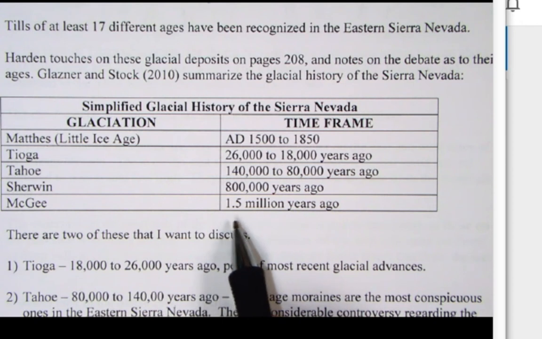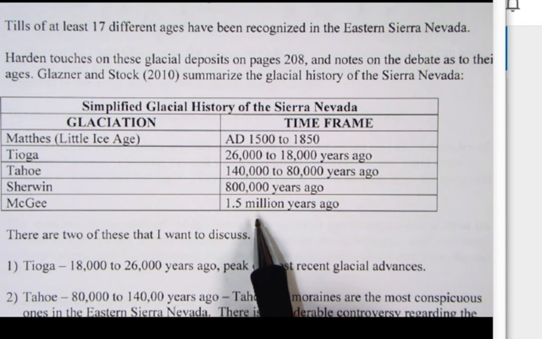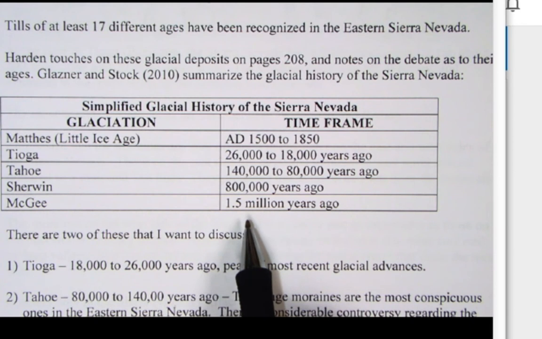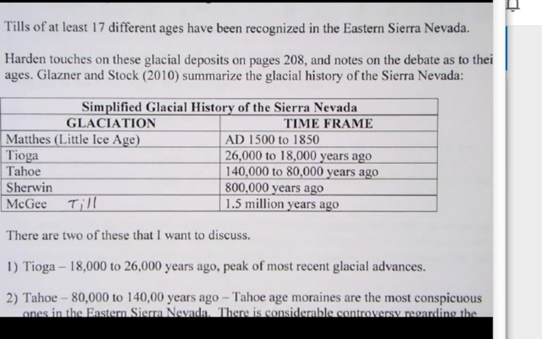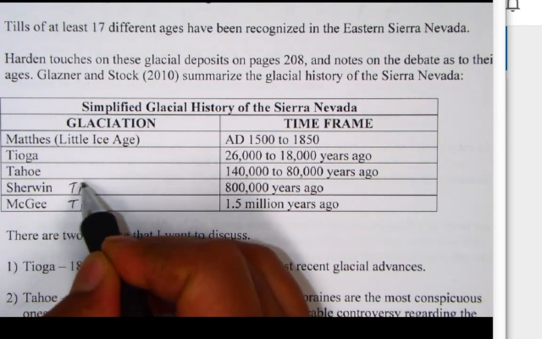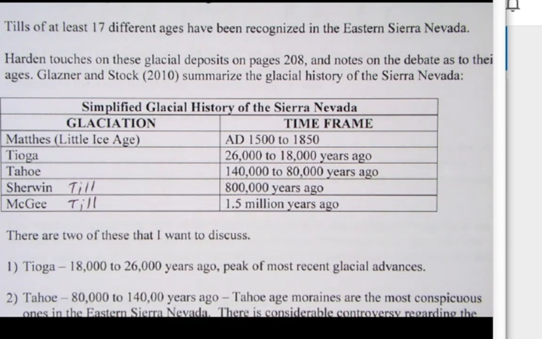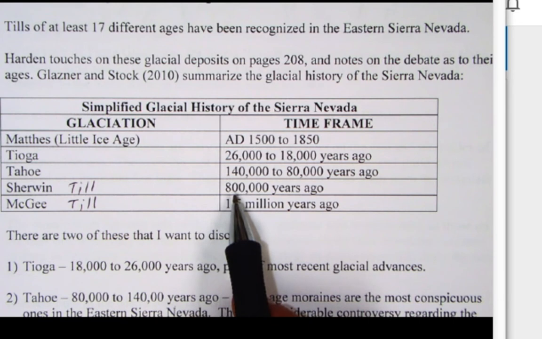The McGee till seems to be about 1.5 million years old based on some lava flows that we can date that occur either below or above that till. One thing about the McGee is that it doesn't really form any moraine crest, because it's so old that the moraine crests have been weathered and worn away. Same thing with the Sherwin till. It doesn't seem to have any moraine crest left, but we do see extensive evidence of glacial debris being deposited. We have a pretty good age on this, because this glacial till is overlain by the Bishop Tuff. Remember, the Bishop Tuff erupted roughly 760,000 years ago.